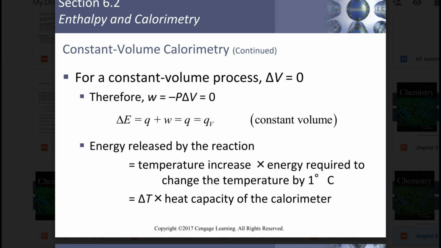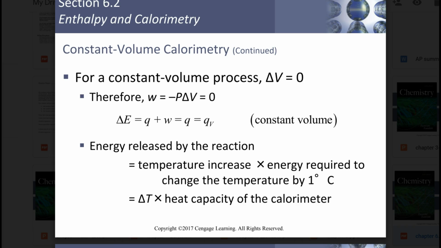Why does it say Q plus W? We're going to look at that now. W is work, and we measured work as negative P delta V. But if it's a constant volume, what's your change in volume? 0. It doesn't change. So if it doesn't change, your delta E, that's Q plus W, is just Q. So your energy is just your heat in this case.